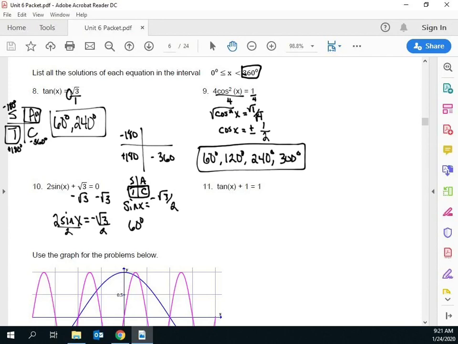So, what is 60 degrees in the third quadrant? Good. What is 60 degrees in the fourth quadrant? There you go.